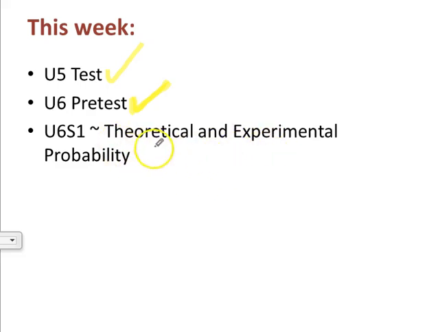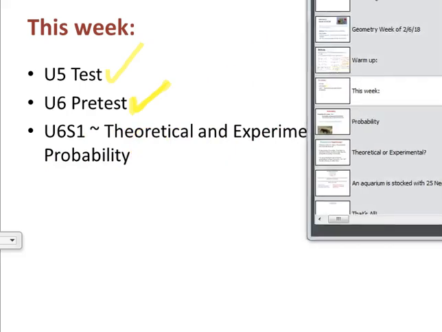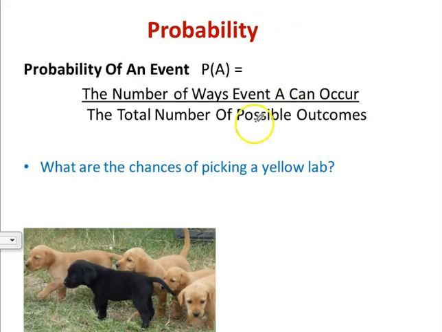So we're going to start Unit 6 with learning about theoretical and experimental probability. So let's take a look at that. So what does probability mean? Probability tells us the likelihood of something to happen. And the most general thing that we can look at is just the overall probability of an event.